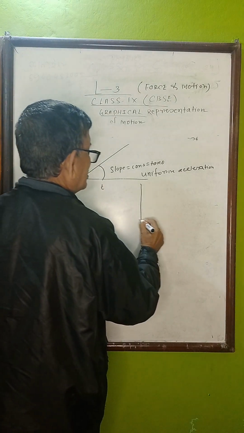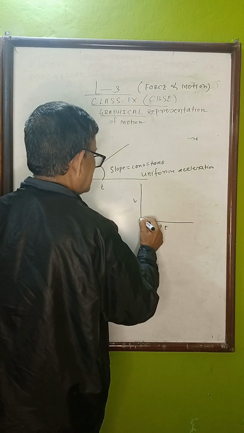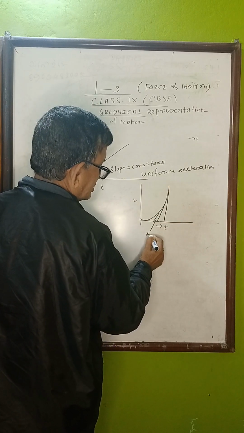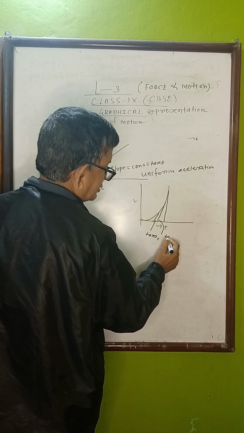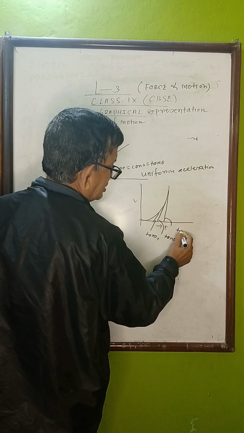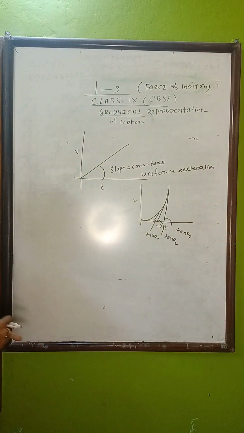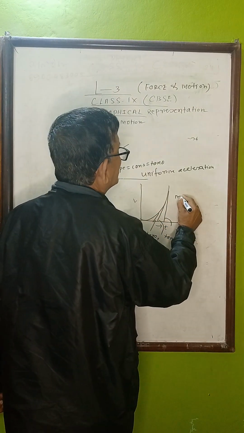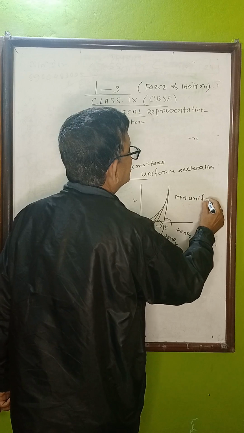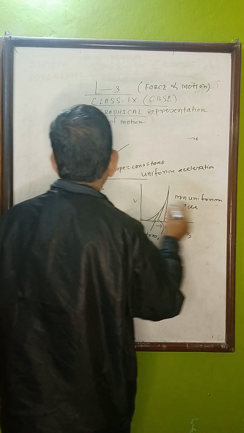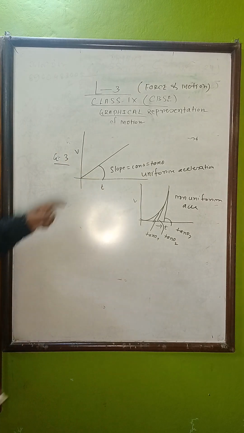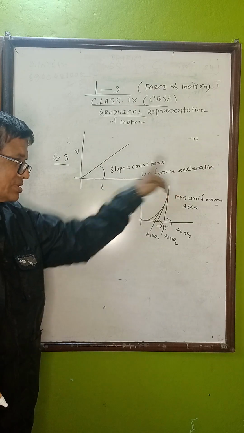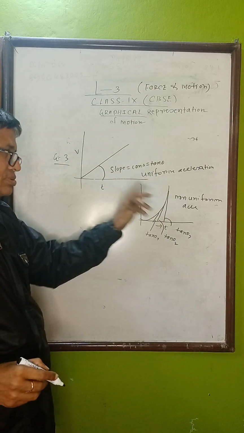A body can also move with acceleration like this, but the slope changes. We see slope tan theta 1, tan theta 2, tan theta 3. The slope is variable, so it is non-uniform acceleration. This graph represents non-uniform acceleration. It is graph 3. If the slope is constant, it is uniform acceleration. If the slope is not constant like this, it is non-uniform acceleration.